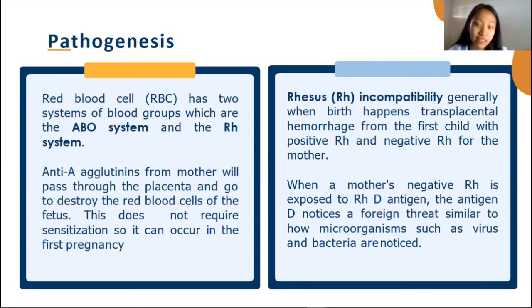Rhesus incompatibility, generally when birth happens, transplacental hemorrhage occurs from the first child with positive RH and negative RH for the mother. Sensitization also could happen when a clinical procedure is done, such as pregnancy termination, amniocentesis, or chorionic villus sampling. The blood group incompatibility triggers the antibody to deconstruct in the mother's body.